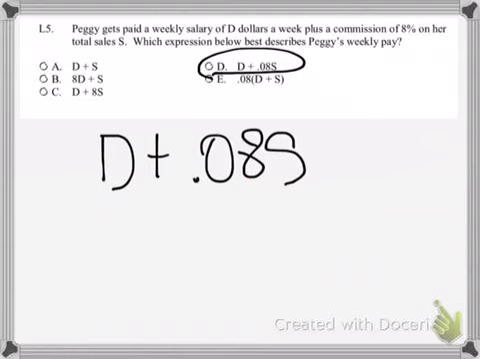Number 5, if Peggy gets paid a weekly salary of D dollars plus a commission of 8% on her total sales, which expression best describes Peggy's weekly pay? So I've got to take the D dollars and add 8%, which is 0.08 times S. So the answer is D.